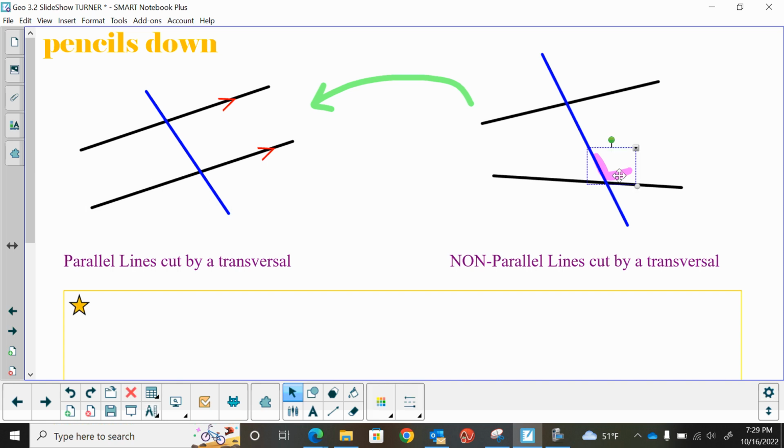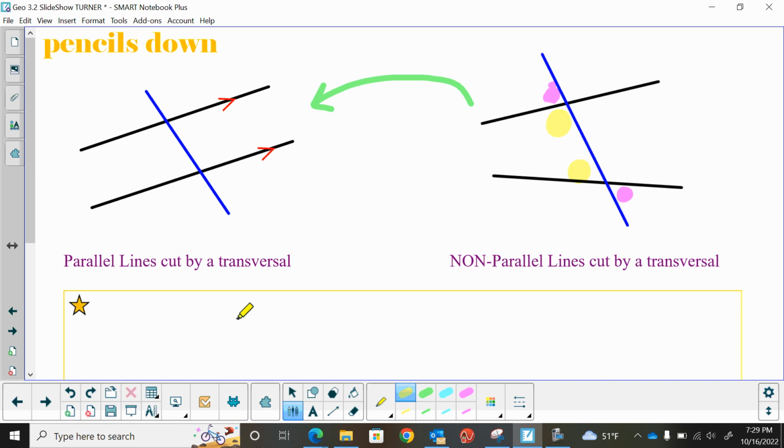They're still corresponding. Okay, so they're still in the same position, so we can still classify them by the name. So we still have corresponding angles. We still have alternate interior, alternate exterior. So here, this angle here and this angle here are alternate exterior. We still have same side interior, so that angle and that angle.